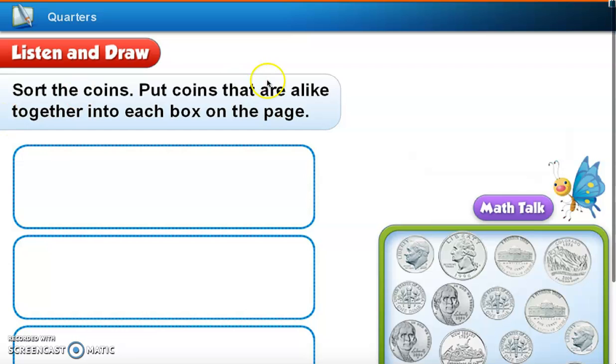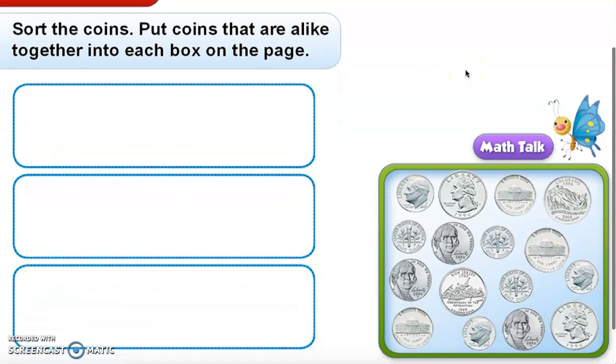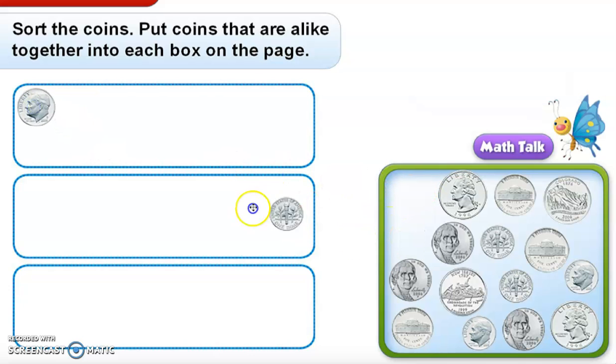All right. So our first activity says sort the coins. Put the coins that are alike together into each box on the page. So I don't see any pennies in here, so I'm assuming that we're going to be sorting dimes, nickels, and pennies. So I'm going to start with the smallest coin. Okay, and so the smallest coin, if you remember, is a dime, and a dime is worth 10 cents. So I'm just going to start by taking the smaller coins and putting them together.